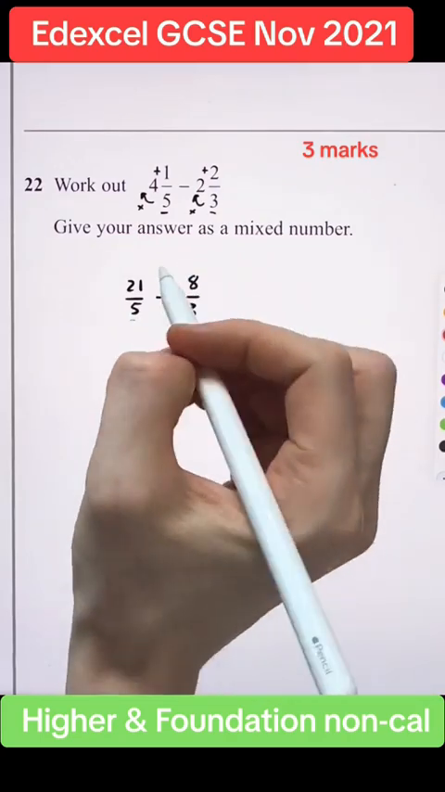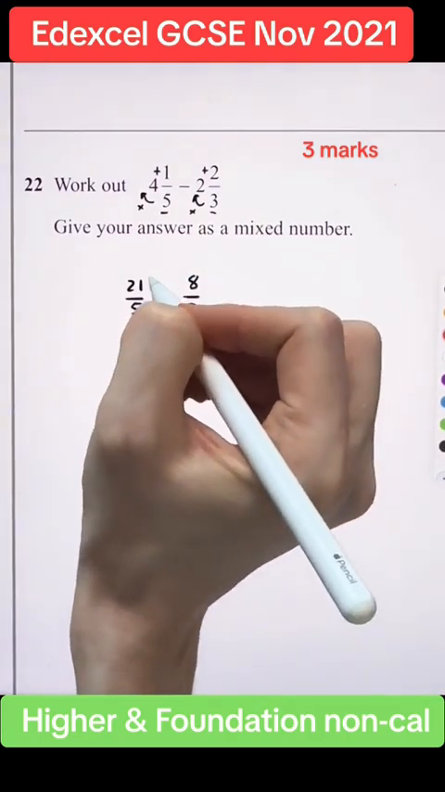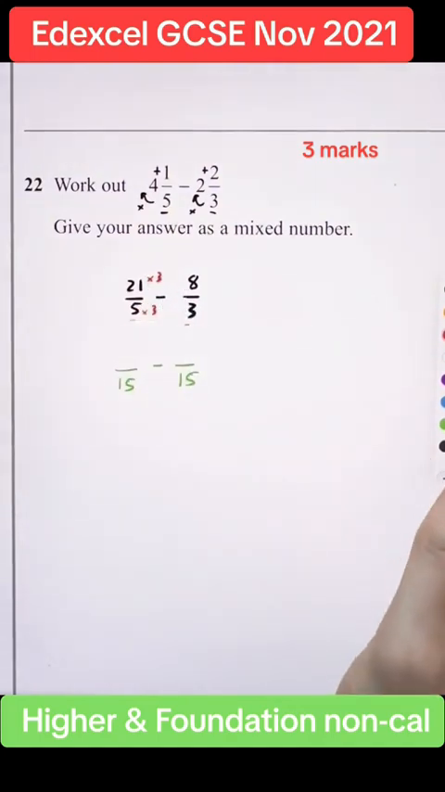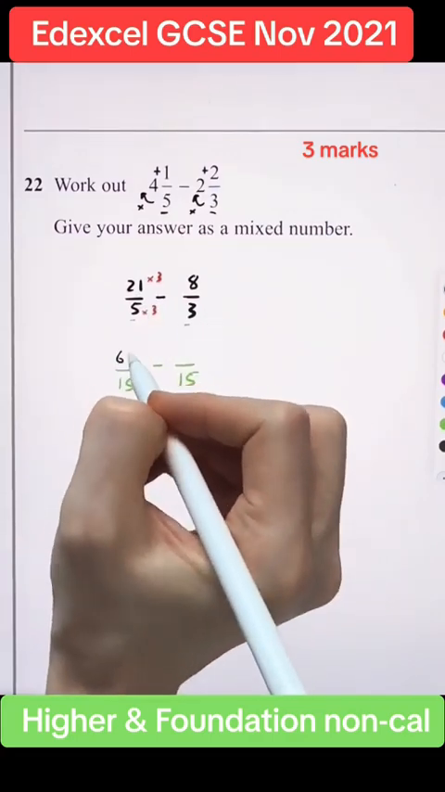What have I done to 5 to get to 15? Well, I've timesed it by 3. Whatever you do to the bottom, you do the same to the top to keep the fraction equivalent. In this case, 21 times 3 gives us 63.